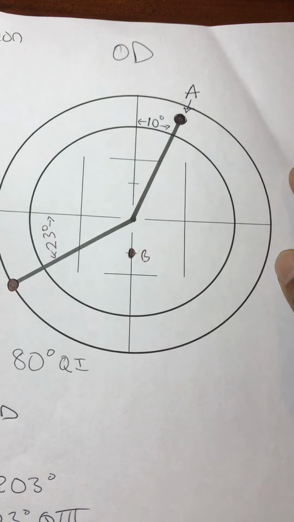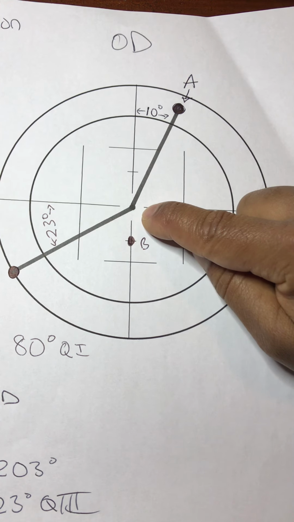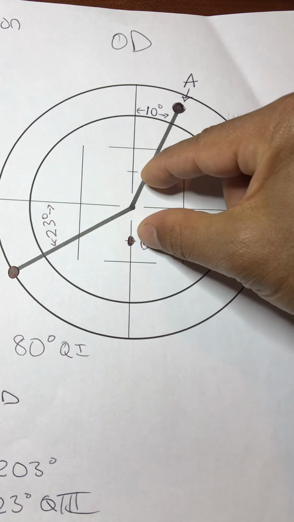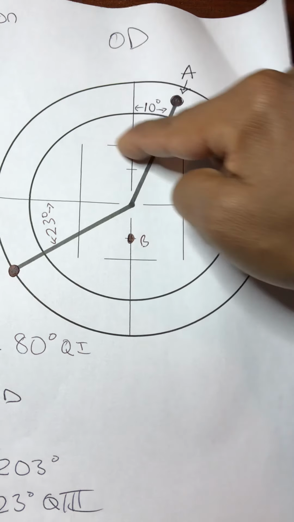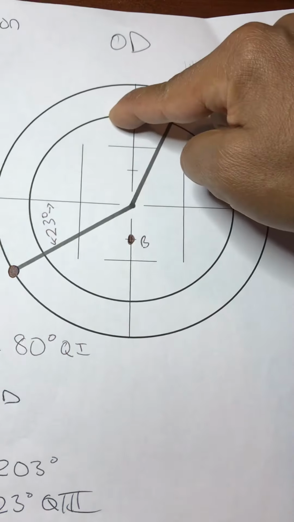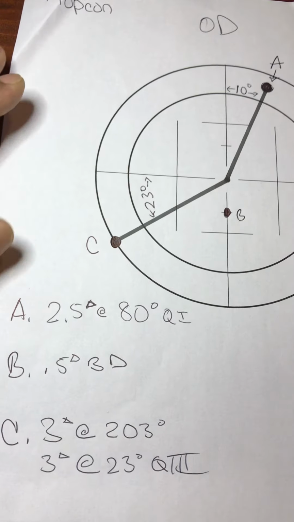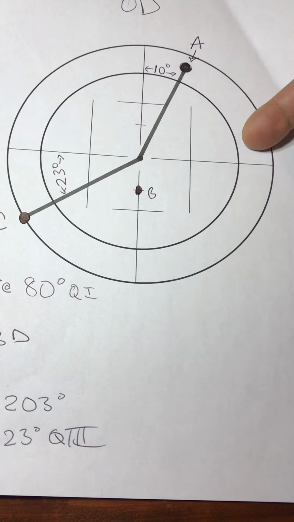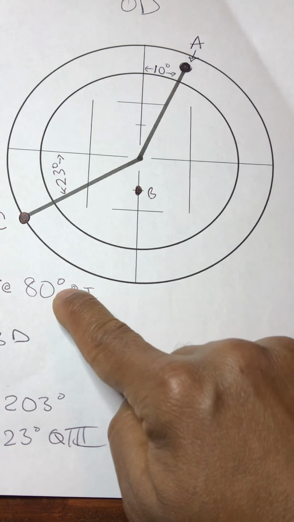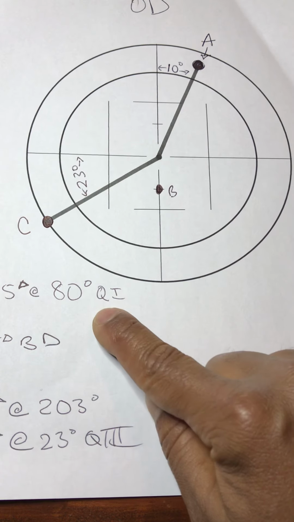Okay, the Topcon. So this one, the line ends at 0.25. This little hash is 0.5, top and bottom. The box is 1. The first circle is 2. The last circle is 3. So therefore, A is 2.5. If this is 10, that means this has to be 80. 80 and 10 is 90. So therefore, 2.5 at 80, quadrant 1, or just 2.5 at 80.